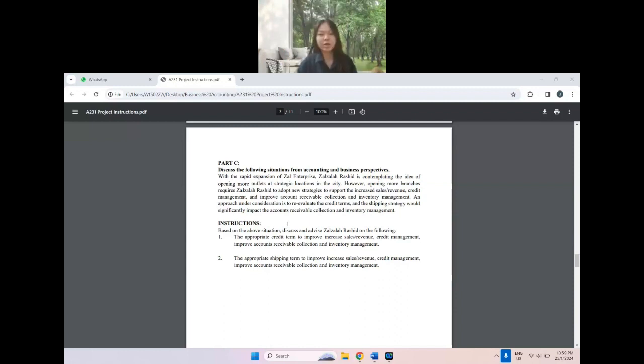Okay, the next question is the appropriate shipping terms to increase sales or revenue, credit management, improve account receivable collection, and inventory management. So the first point is a free shipping offer. Consider offering free shipping for orders above a certain amount. This can incentivize customers to purchase more items to qualify for free shipping, thereby increasing the average order value. So the next point can be continued.